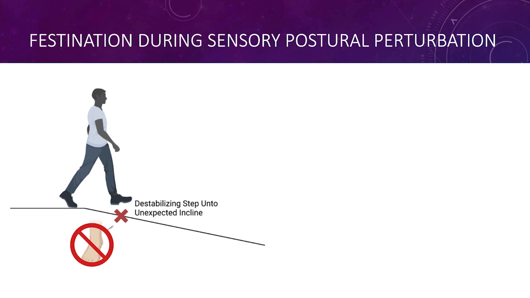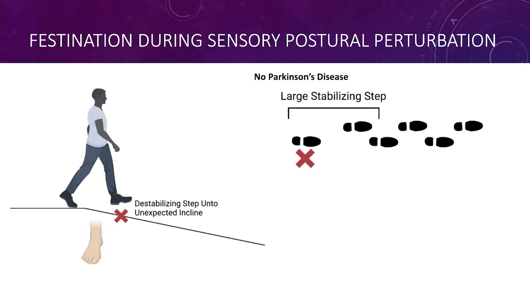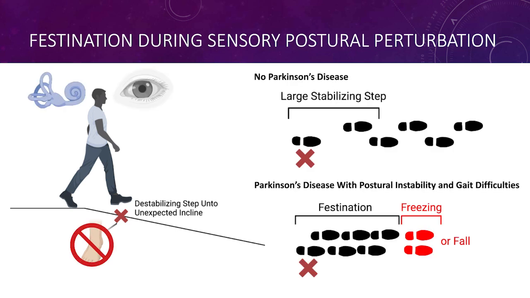A person without Parkinson's disease would take a large stabilizing step forward and then have a steady gait pattern thereafter. A person with Parkinson's disease and these advanced symptoms would exhibit that same pattern that I showed you earlier, where their stabilizing step forward would not be large enough to stabilize them. And so they would take another, and the steps will get progressively shorter until they either have a freezing episode or they fall. And I will actually show you an individual in precisely that situation in this video.